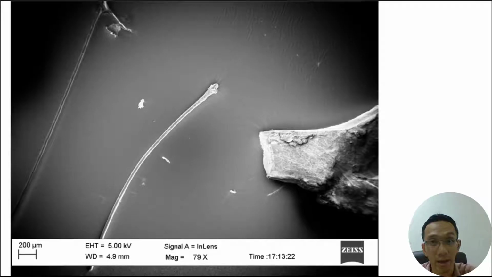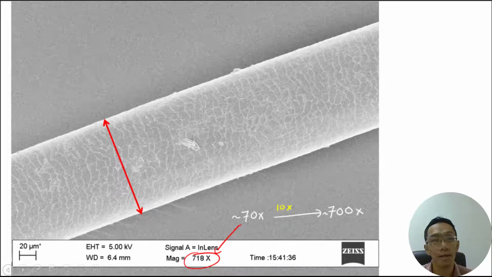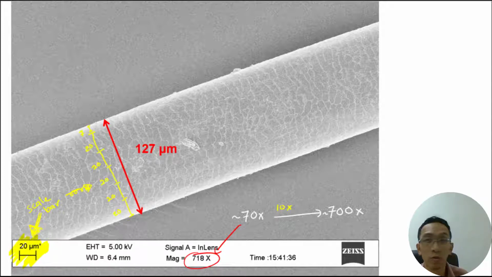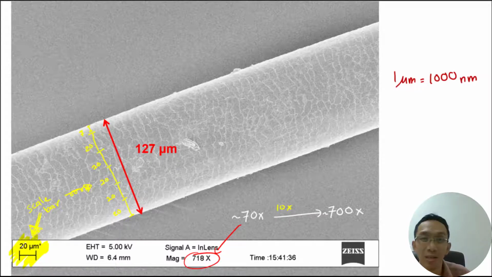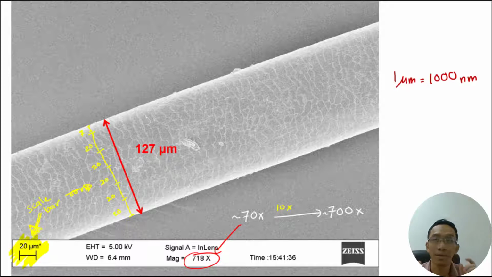Okay, back to my hair. The magnification here is around 70-ish. Now, I magnify further 10 times from the previous image. Using the scale bar provided, you will see the size of my hair is around 127 micrometer. Bear in mind that 1 micrometer is 1000 nanometers, and surely this 100 plus micrometer is far away from the nano region that we defined before, which is typically below 100 nanometer.